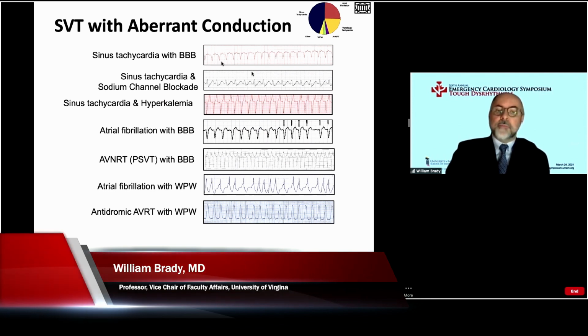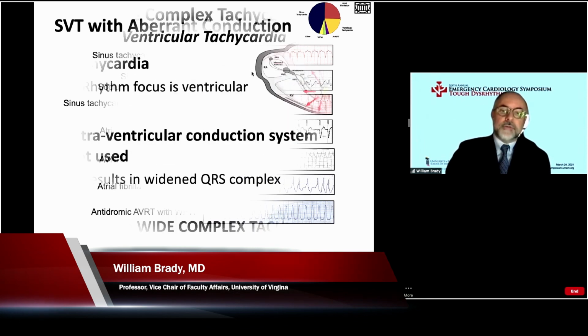Sinus tachycardia with bundle branch block. Sinus tachycardia with some sort of toxin on board, particularly sodium channel blockers that will widen the QRS complex. Sinus tachycardia with hyperkalemia. Okay. Atrial fibrillation with bundle branch block. AVNRT, or what we tend to refer to as PSVT with bundle branch block. AFib with WPW, and the very uncommon orthodromic AVRT in the setting of WPW. These are the more common SVT with aberrant conduction entities, and of course there are others.